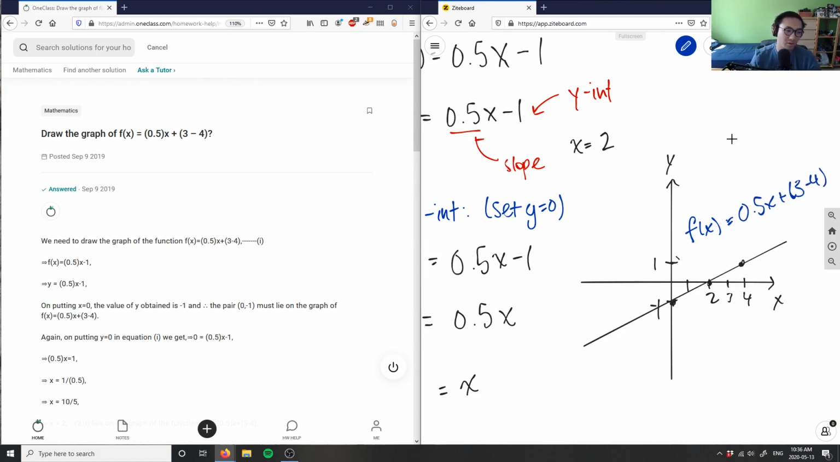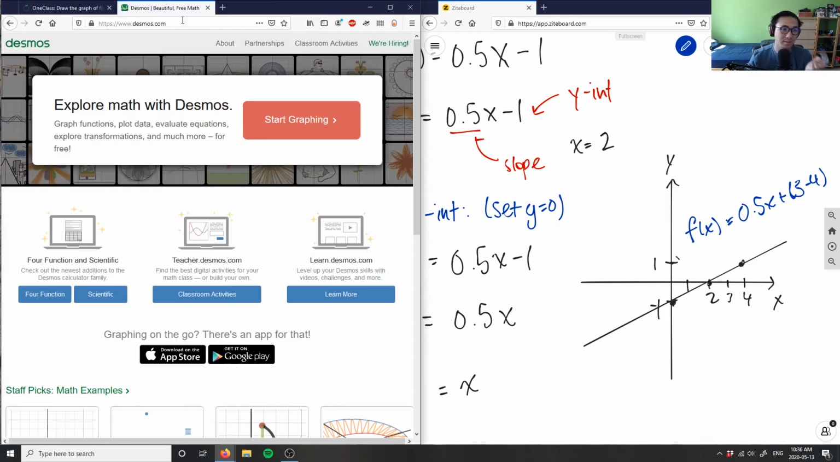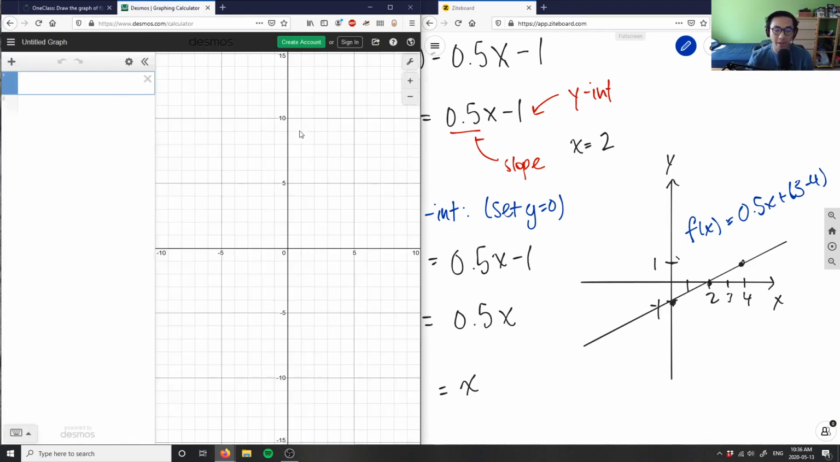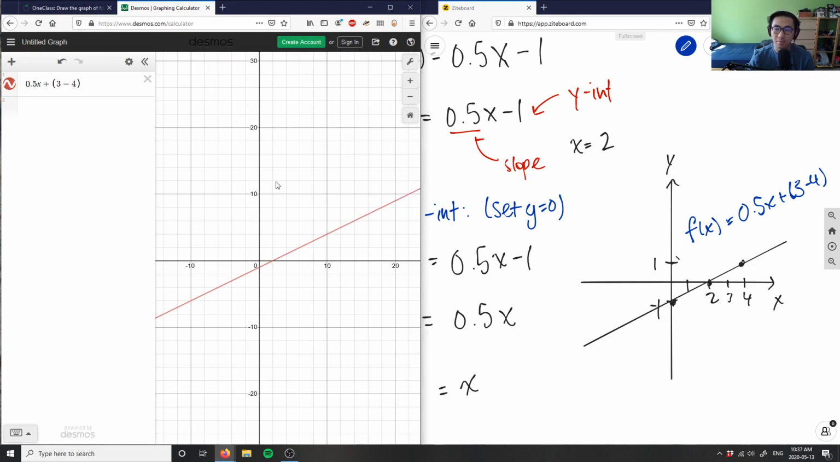What I'm going to do is bring out Desmos and verify this graph for you as well. If you don't know what Desmos is, it's a graphing calculator that helps you visualize functions. I usually use this to check my answer and to show you with colors what this function looks like. For f of x, I'm going to type in 0.5x plus, in the bracket, 3 minus 4. As you can see, here's our graph of 0.5x plus 3 minus 4, or simply 0.5x minus 1.